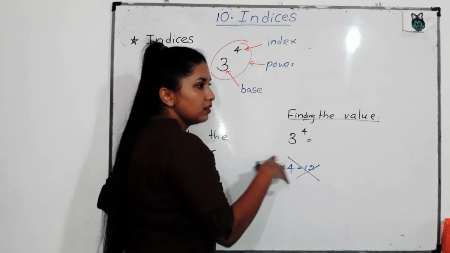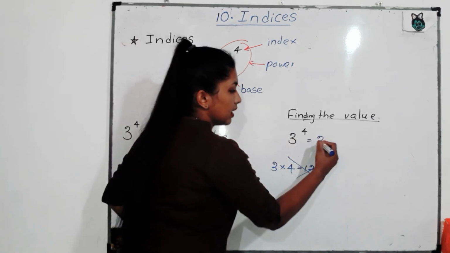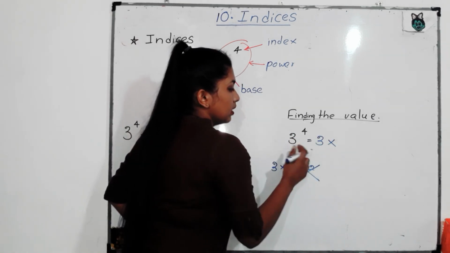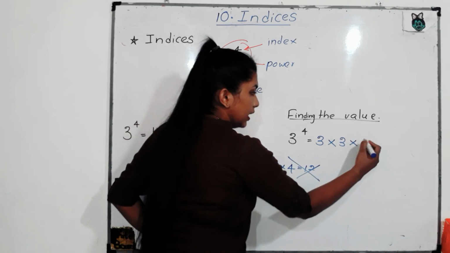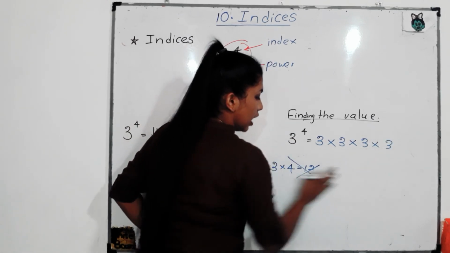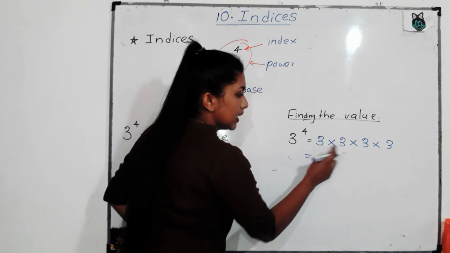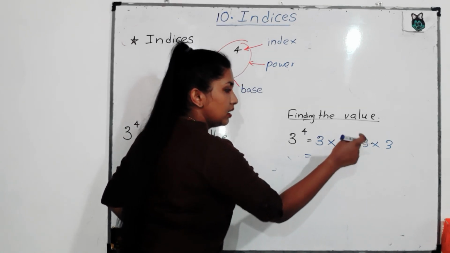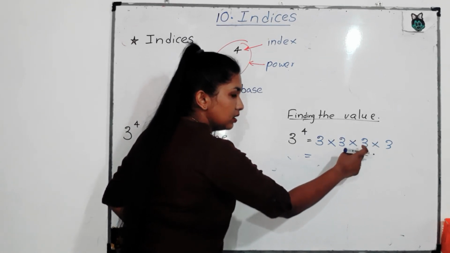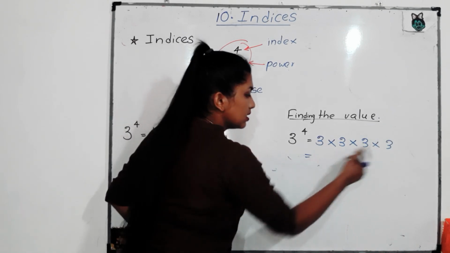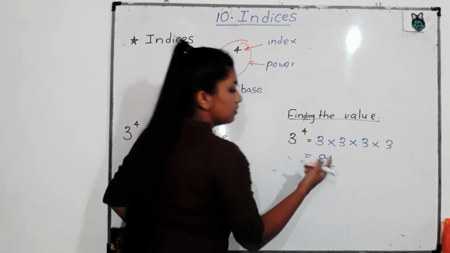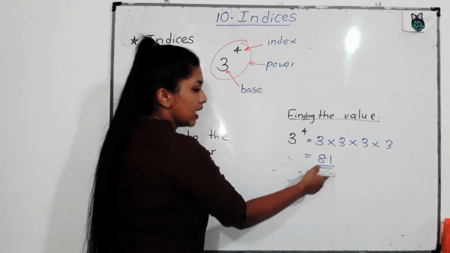We know there are 4 3's. Then we can expand this like this: 3 into 3 into 3 into 3. Now we can find the value. 3 times 3, 9. 9 times 3, 27. 27 times 3 is 81. So the value of 3 to the power 4 is 81.